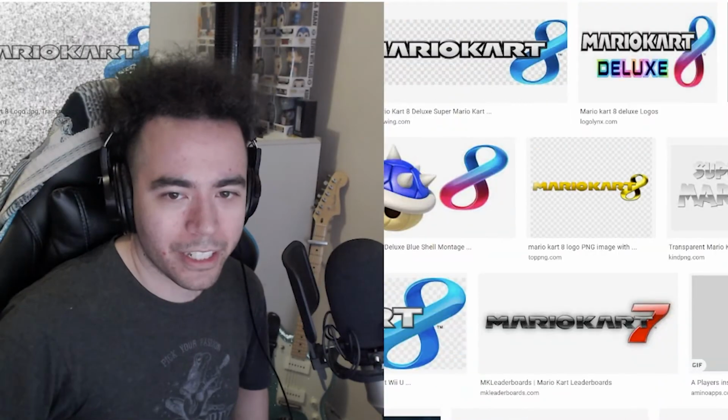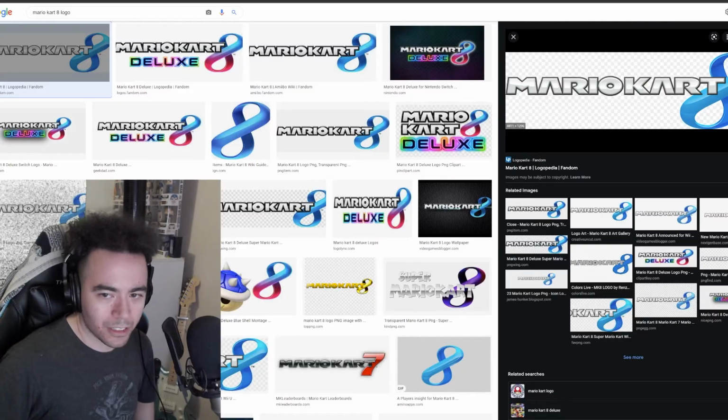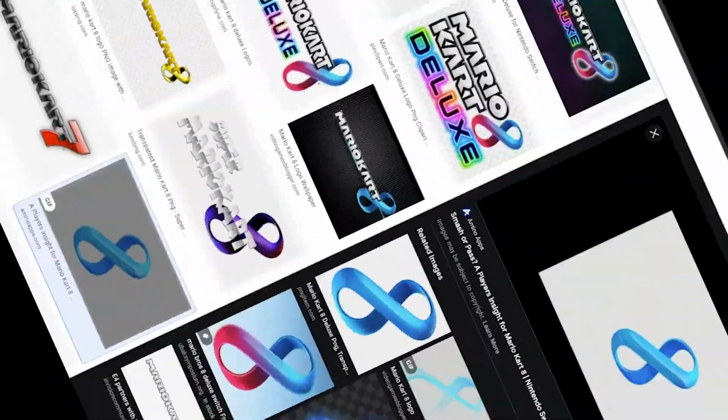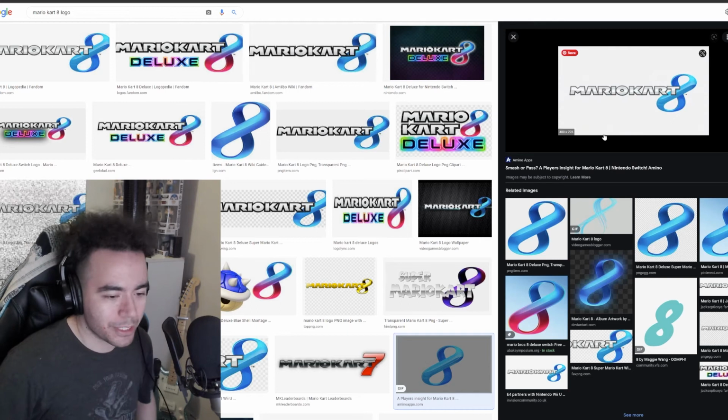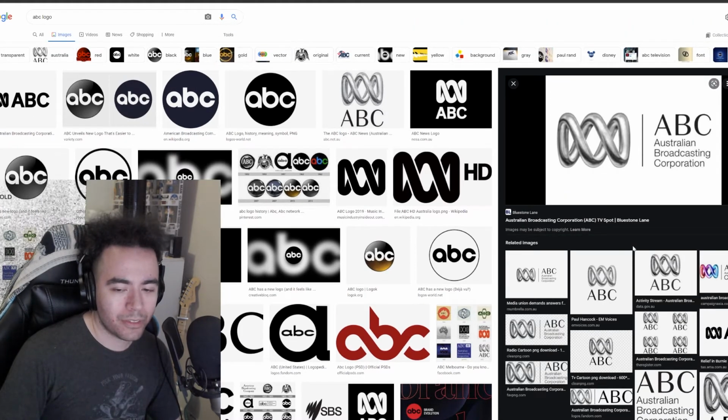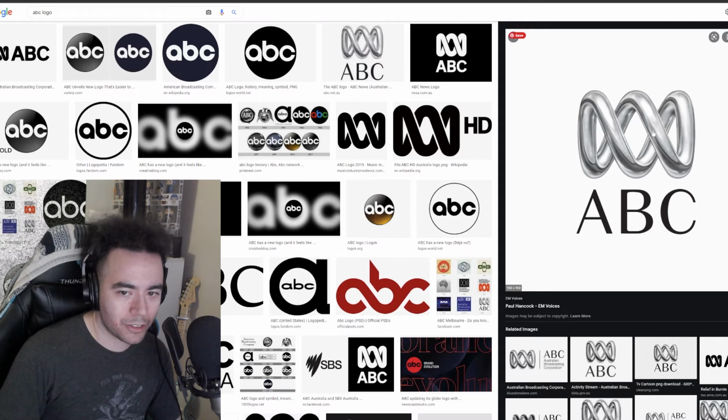Obviously, you've got your Mario Kart 8, which has a looping blue logo as well. If you were to just rotate it to the side, it would almost be the Metaverse logo as well. Of course, you've also got the ABC logo, which is the Australian Broadcasting Corporation logo, which also kind of has the same sort of look to the Metaverse logo, and they also did a similar artistic thing. So this is okay, as it's not like the main logo, it's sort of an artistic representation of it.